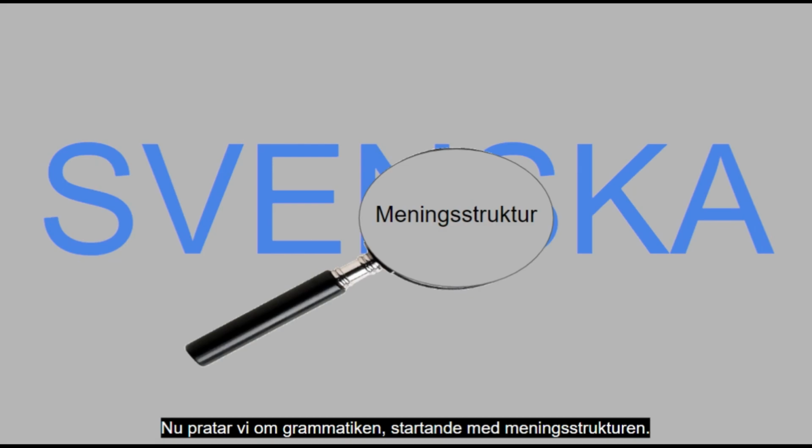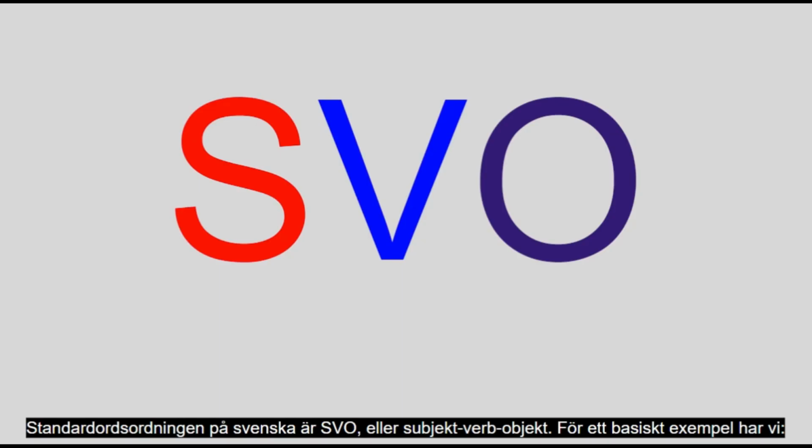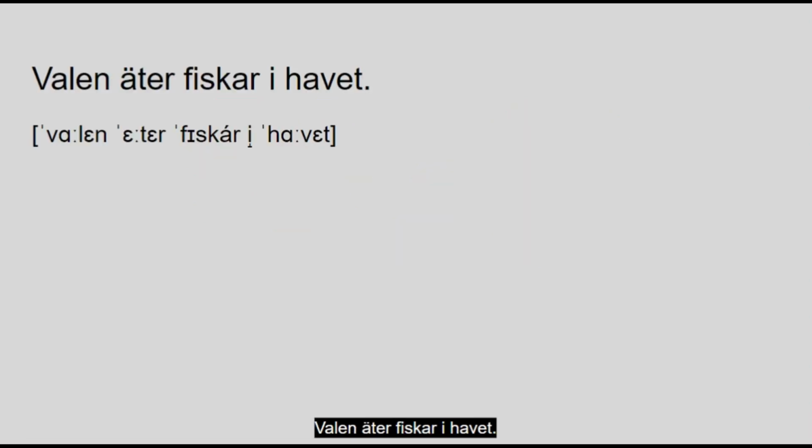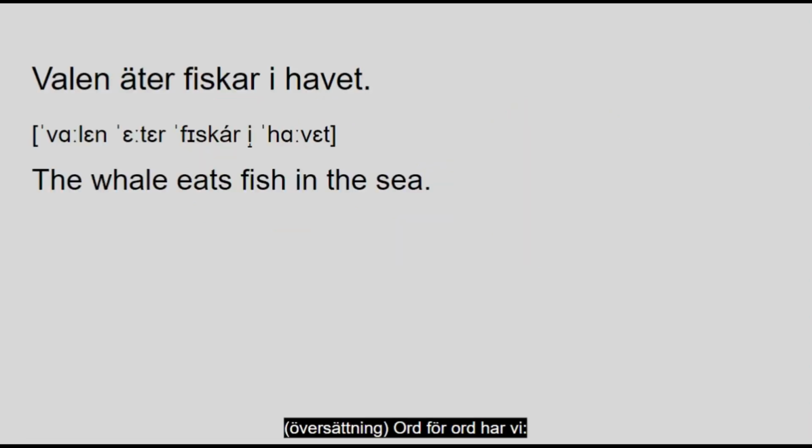Now we're on to the grammar, starting with the sentence structure. The default word order in Swedish is SVO, or subject, verb, object. For a basic example, we have Valen äter fiskar i havet. This means the whale eats fish in the sea. Word for word, we have subject, verb, object, predicate, SVO.